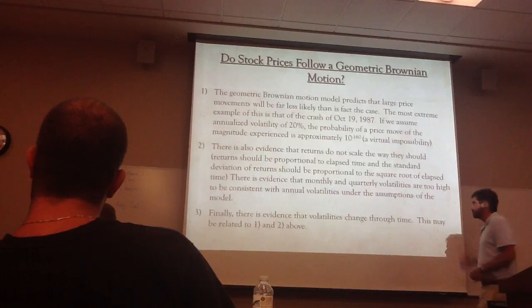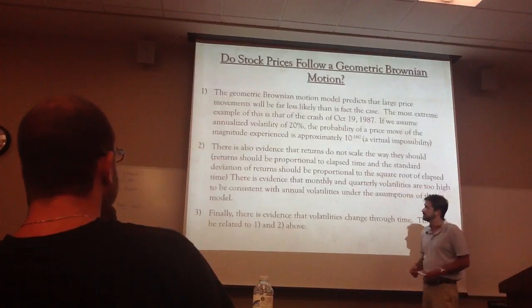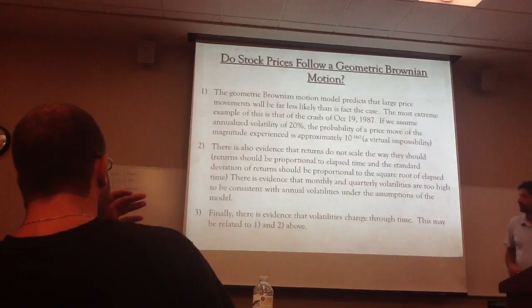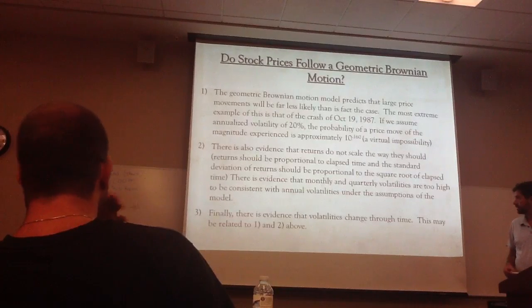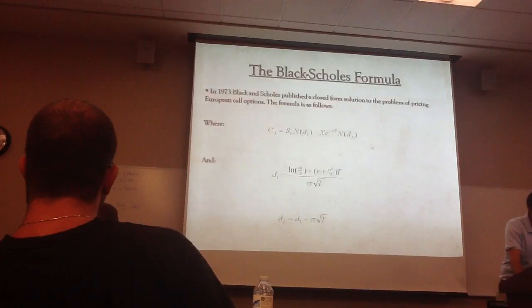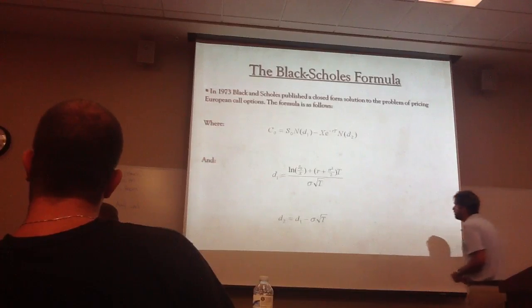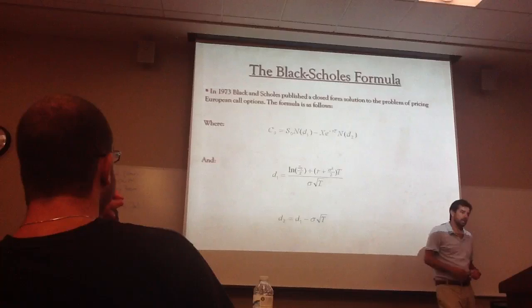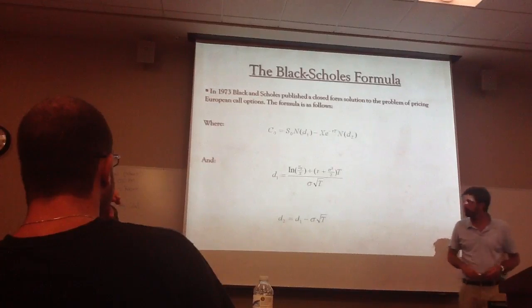There's also evidence that returns do not scale the way they should. Returns should be proportional to elapsed time and standard deviation, but we know that this isn't the case. And there's evidence that monthly and quarterly volatilities are too high. All of this is basically saying we don't have a great model, but the best model that we have is the Black-Scholes formula. So this is the second part of the project.